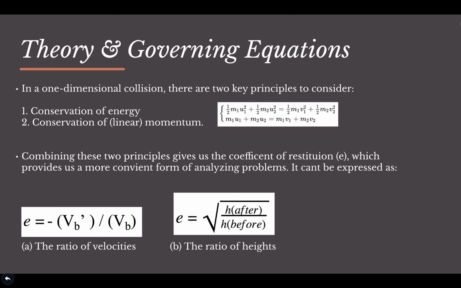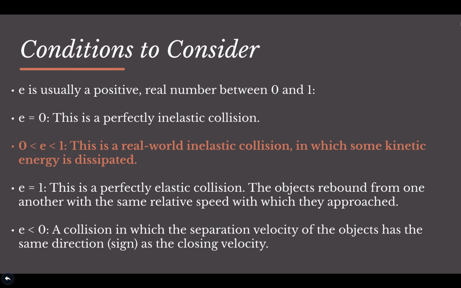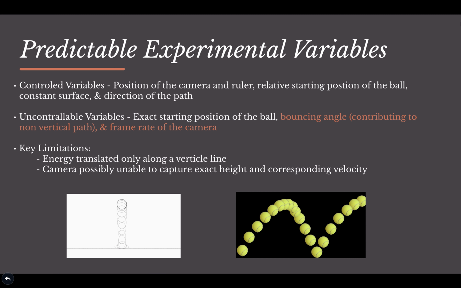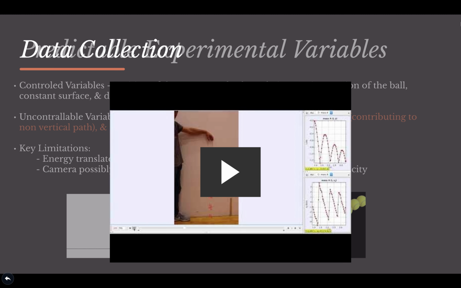The governing equations we used were derived from the conservation of energy and conservation of linear momentum. Combined, this gives you the coefficient of restitution for both the ratio of velocities and the ratio of heights. The only condition to consider is that we're looking for a coefficient of restitution between 0 and 1, which is a real-world inelastic collision. The predictable experimental variables that we're looking to limit are the bouncing angle and the frame rate of the camera. This will cause error in our experiment and will most likely result in a lower coefficient of restitution than we desire.